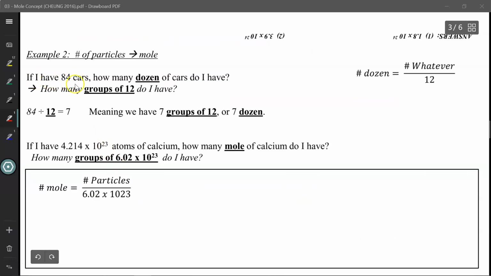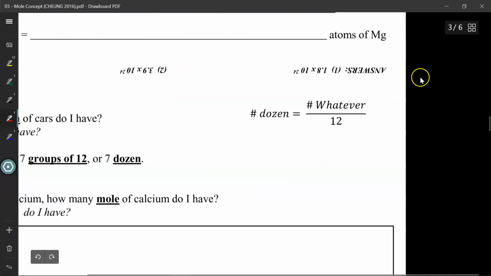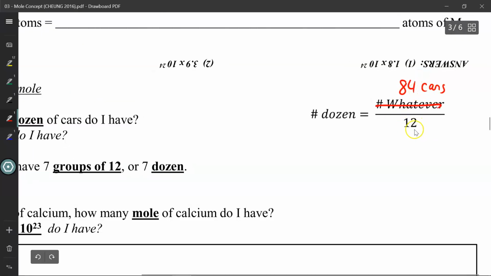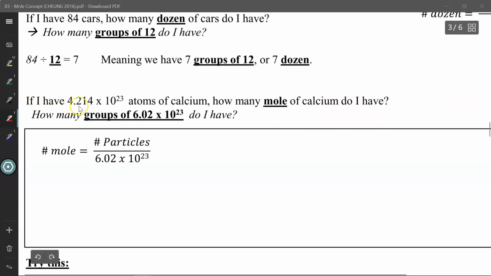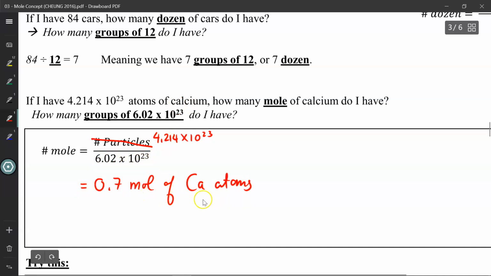So, if I have 84 cars, how many dozen cars do I have? So how many groups of 12 do I have? Plugging this information into the equation over here, 84 cars divided by 12 equals 7 dozen cars. So remember, if we're counting cars on this side, we're counting cars on this side. So over here, if I have 4.214 times 10 to the power 23 atoms of calcium, how many mole of calcium atoms do I have? Or rather, how many groups of 6.02 times 10 to the power 23 do I have? So I'm going to take this number and place it under particles, because that's what I'm counting, atoms of calcium, divided by 6.02 times 10 to the power 23, and that gives me 0.7 mole of calcium atoms.